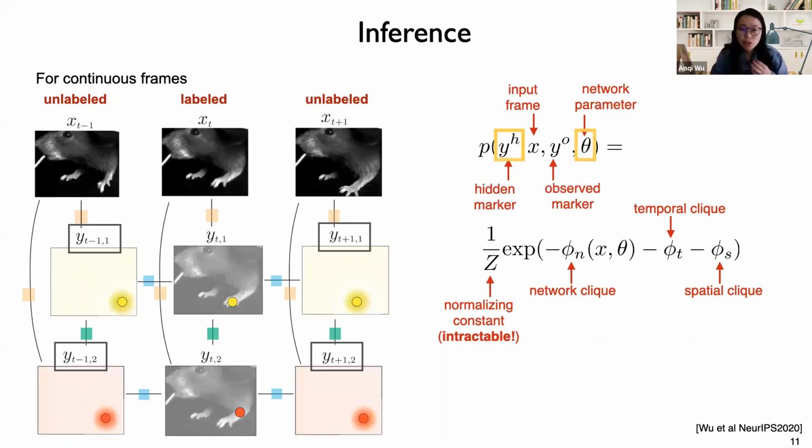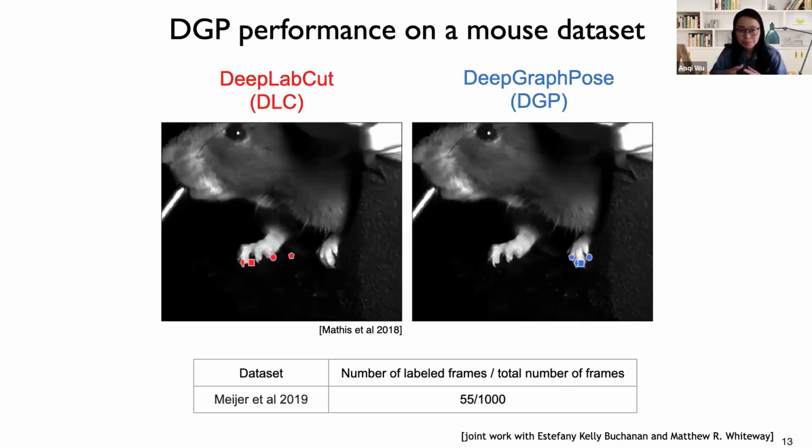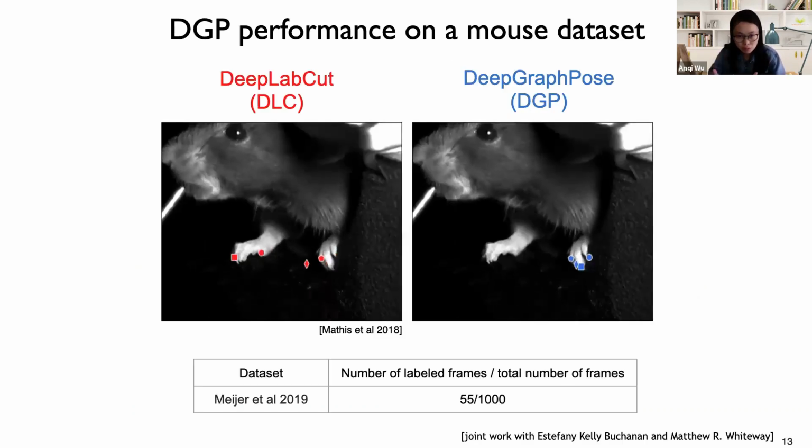The goal is to infer the latent markers and the network parameters. Here we solve the intractable inference by developing a structured variational inference. I'm not going to elaborate on the technical details here, but would love to discuss them later after the presentation. So here is a comparison of the base model and DGP side by side. We can clearly see that DGP extends the base model by considering unlabeled frames and linking body parts together both temporally and spatially.